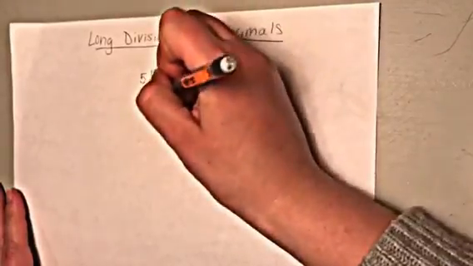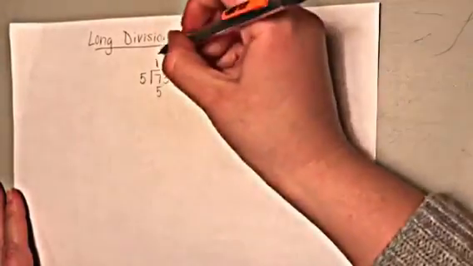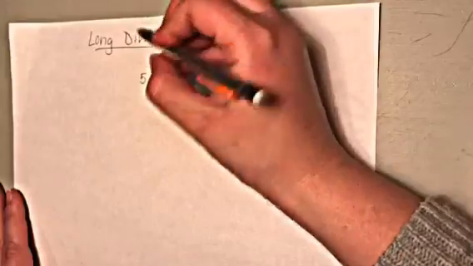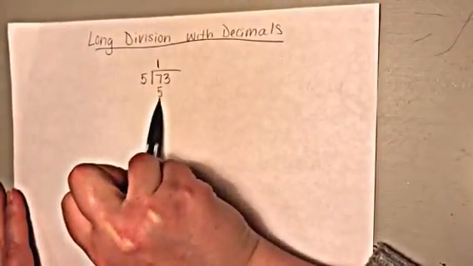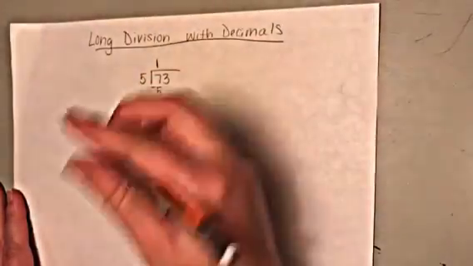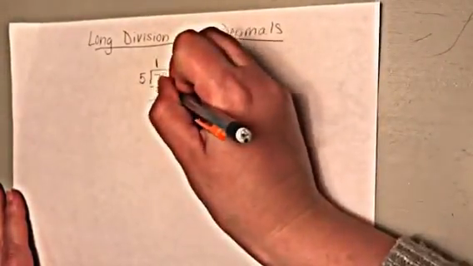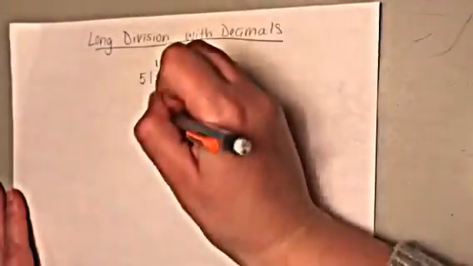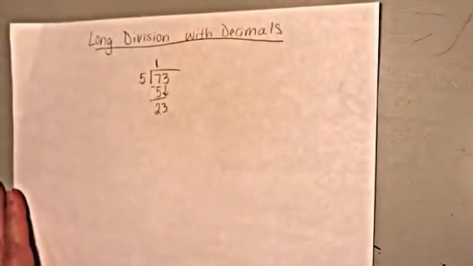So 1 times 5 will give me 5. So I'm going to put my 1 up here, and 1 times 5 will give me 5. So I write it here. And then I'm going to subtract, and 7 minus 5 gives me 2. So now I'm going to bring down my 3, and now I have 23 here.